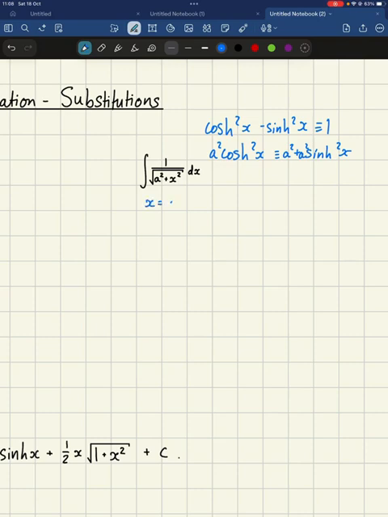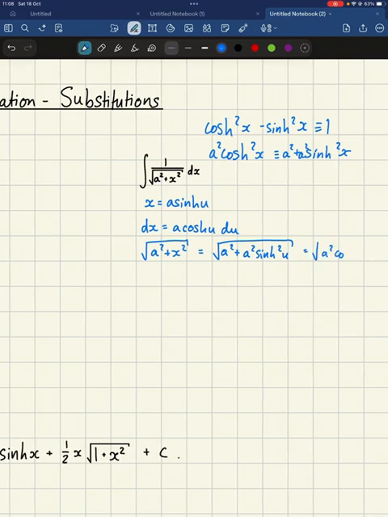So what we're going to do is make the substitution x equals a sinh u this time. So dx is going to be a cosh u du, and the square root of a squared plus x squared is going to be the square root of a squared plus a squared sinh squared u. Well, we can factor out the a squared, so we'll get a squared multiplied by 1 plus sinh squared, which is going to be cosh squared. So what we get is the square root of a squared cosh squared u, well, that's just a cosh u.